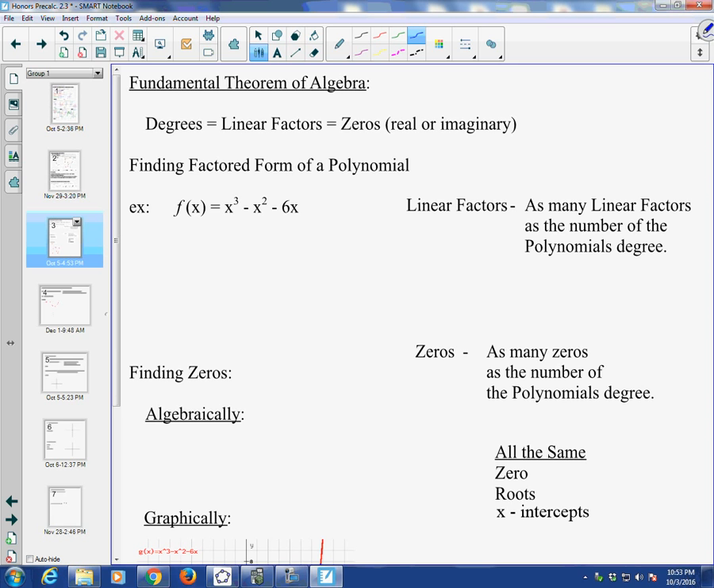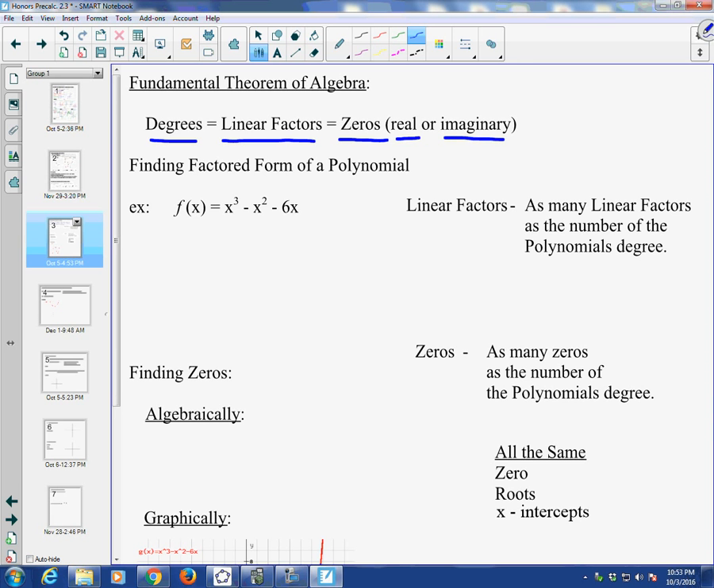The fundamental theorem of algebra states that the degree of a polynomial corresponds to the number of linear factors that we multiply to get that polynomial, which corresponds to the number of zeros that that polynomial will generate, whether those zeros be real or imaginary.